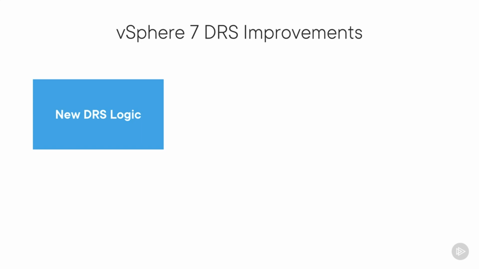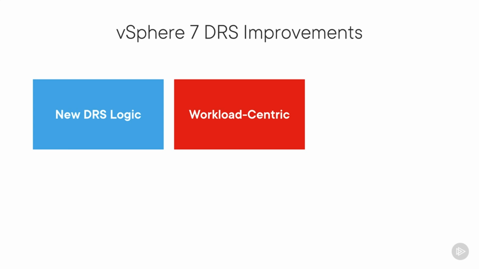In the past, DRS worked to balance your clusters and would really only make changes if a workload on a virtual machine wasn't receiving the resources that it needed. New with vSphere 7, DRS is now what they call workload-centric, and that means that the role of DRS isn't really to balance the cluster.